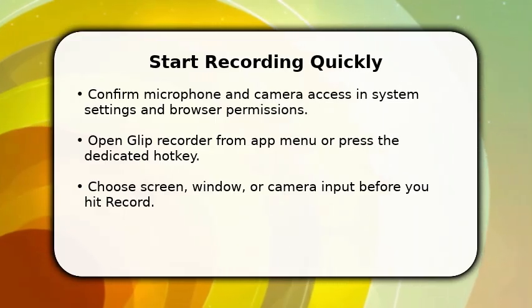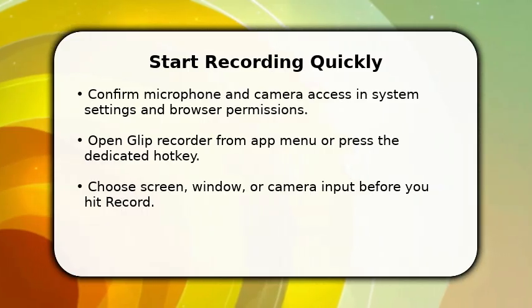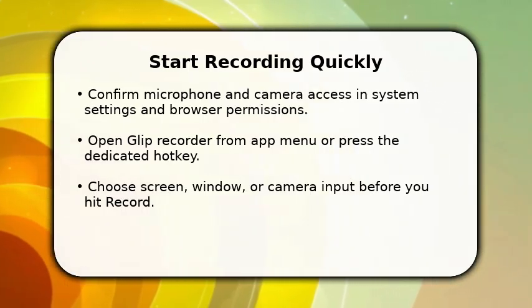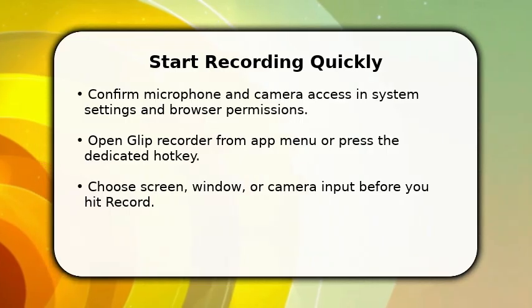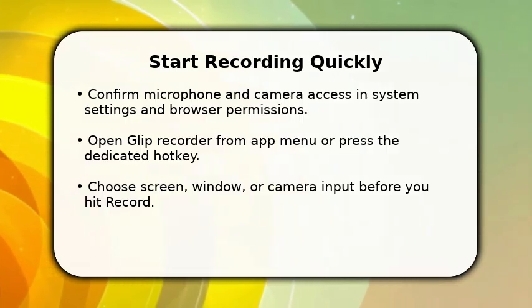You begin by verifying permissions so recording starts cleanly. Make sure the microphone and camera are allowed. Once done, open the Glip Recorder from the app menu or use the hotkey to bring it forward.